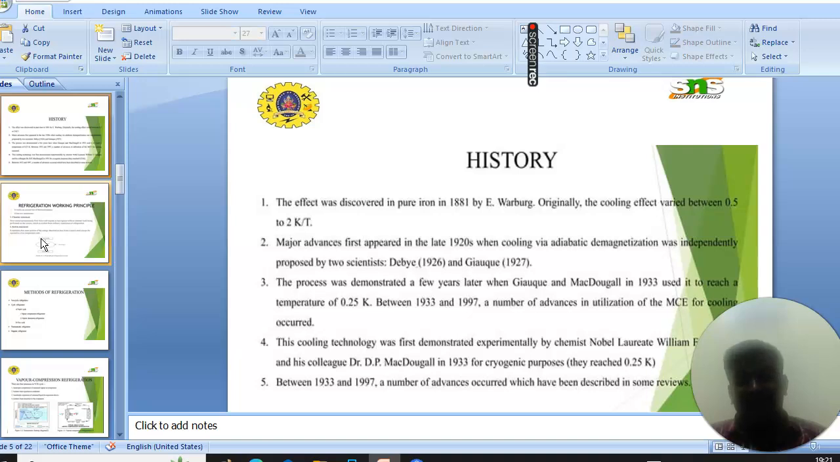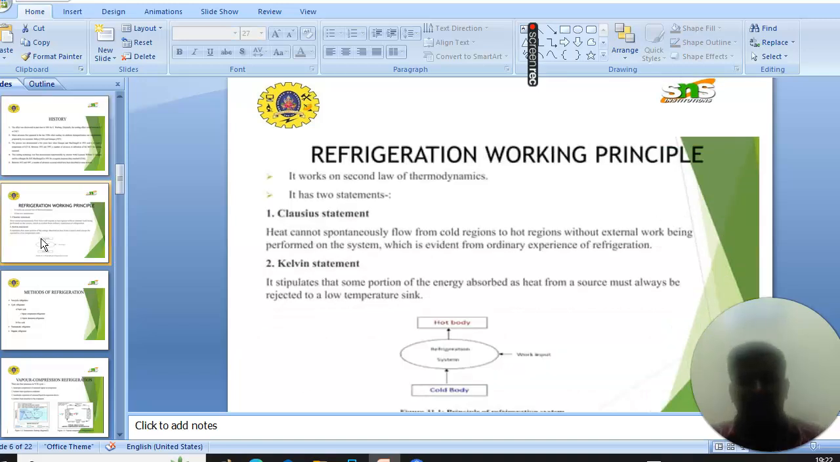Kelvin. Between 1983 and 1997, a number of advances in cooling occurred. This cooling technology was first demonstrated by the Nobel laureate chemist William Giauque and his colleague Dr. D. P. MacDougall in 1933 for cryogenic purposes. Between 1983 and 1997, a number of advances occurred, which have been described in some reviews.